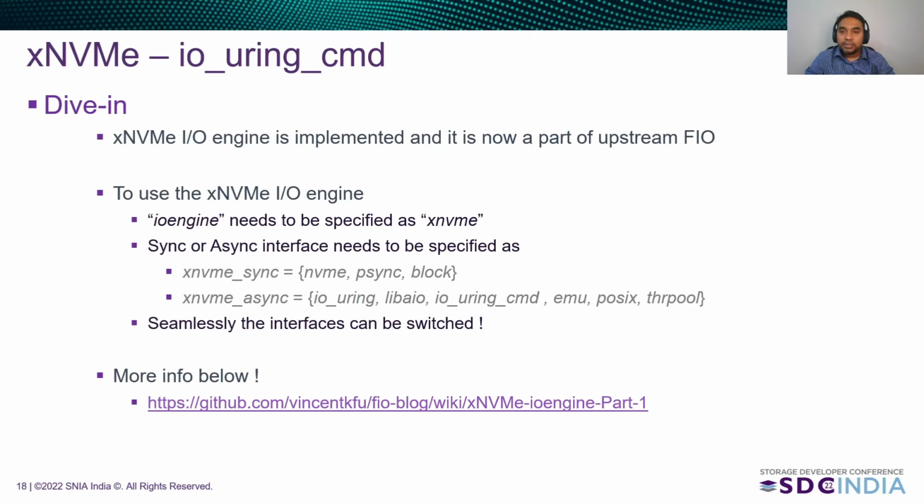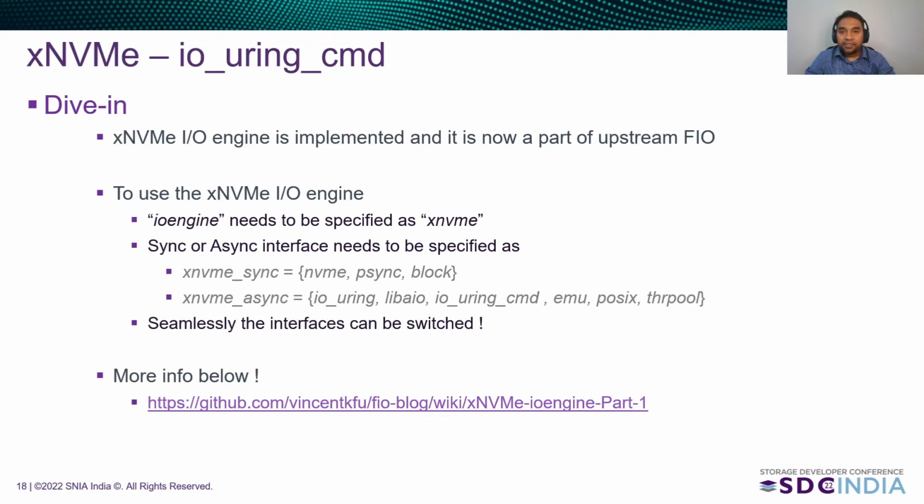The generic storage benchmarking application FIO can perform IO using the pass-through interface by using the xNVMe IO engine. It has been implemented and it is now a part of upstream FIO. To use the xNVMe IO engine with FIO, the parameter ioengine has to be specified as xnvme. The synchronous or asynchronous interface needs to be specified with the parameters xnvme sync or xnvme async. The pass-through interface can be selected by passing the value io_uring_cmd to the parameter xnvme async.